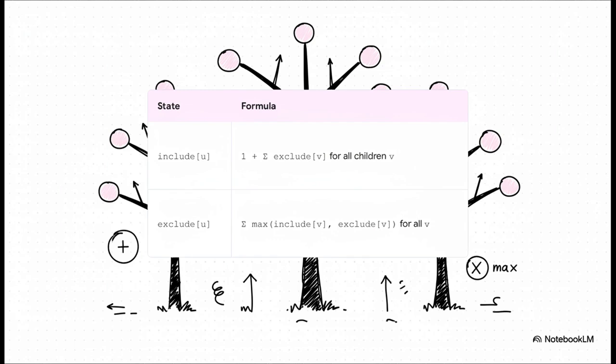So how do we turn that logic into formulas? Well, to get the include U value, you take 1 for U itself, and you add up the exclude values from all of its children. It has to be the exclude values because if we take U, we can't take its kids. Now for the exclude U value, we don't get the point for U itself, but we get the best of both worlds from each child, which is just the maximum of its own include and exclude states. We just do this for every node, starting at the leaves and working our way up.